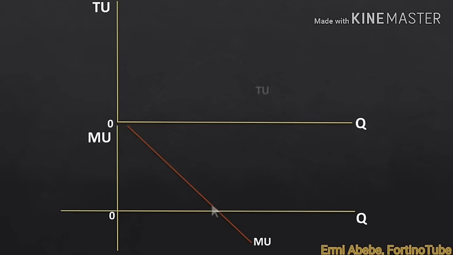Positive. Now, let's see the total utility. Total utility has this shape just because of the slope. We say that the slope of total utility is marginal utility. So, for observation, a vertical line. To the left of this line, marginal utility is positive. At this point, marginal utility is zero. And to the right of this point, we have a negative marginal utility. So as long as marginal utility from this point up to this point is positive, marginal utility is the slope of total utility.